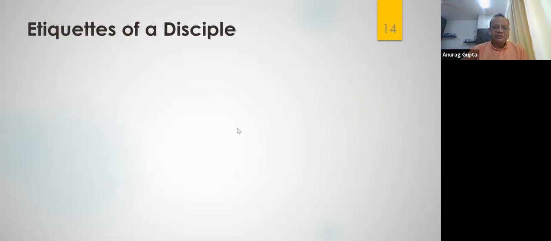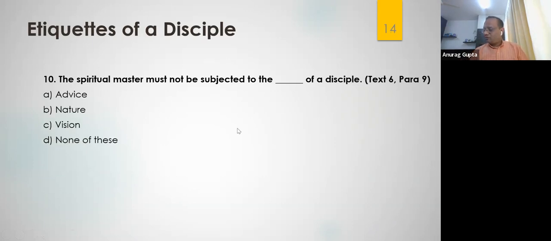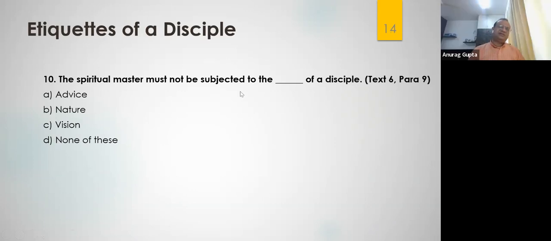Etiquettes of a disciple. The spiritual master must not be subjected to the advice of a disciple. See, we should not advise an Uttama Bhakta. Giving advice to an Uttama Bhakta is something like, I am the teacher and you are my student. It is in that mood: you should do this, sir, you should not be doing like this, you should actually be doing like this. That is not a good etiquette. Actually, it is a bad etiquette.